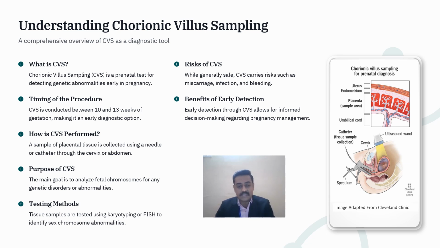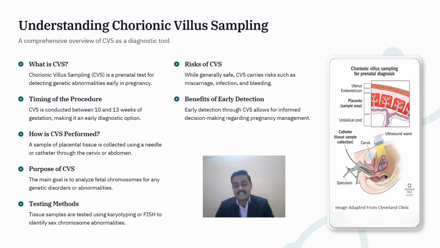How is this performed? A sample of the placental tissue, particularly the chorionic villi, is collected using a needle or a catheter through the cervix or abdomen, as shown in the figure. The purpose is to analyze the fetal chromosomes by this approach for any genetic disorders or abnormalities much earlier, before birth. Tissue samples are tested further, as in postnatal diagnosis after birth, using karyotyping or FISH approaches, also for identifying sex chromosomal abnormalities.